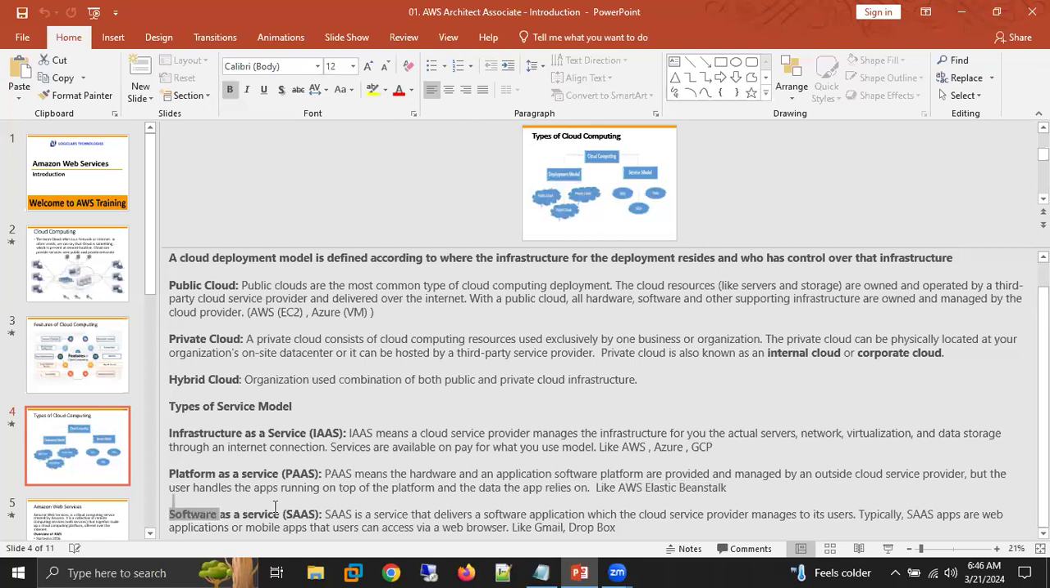Then we have software as a service. We all know Gmail, Dropbox, WhatsApp, Telegram. All these come under software as a service. So these are a few cloud computing models we have. I'll upload this PPT so you can read it in upcoming sessions. You don't need to memorize these things because no one is going to ask about them in your interview. This is just basic information about cloud computing. Yes, you need to know the cloud which you're going to learn: it is public cloud.